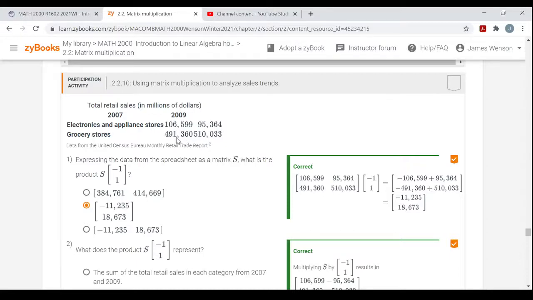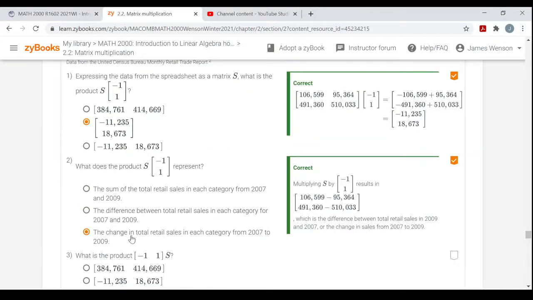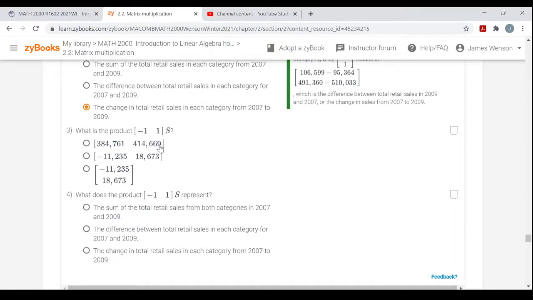And the change, this one went up, so it's a positive. So I guess it's better represented by the word change instead of difference. The change in total retail sales for each category. This one, notice it's a little different.